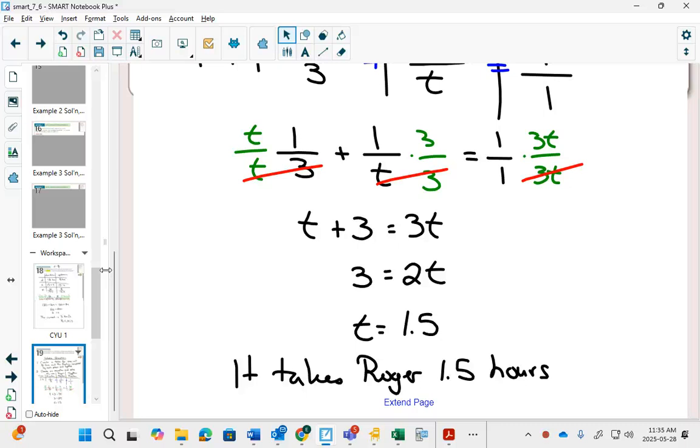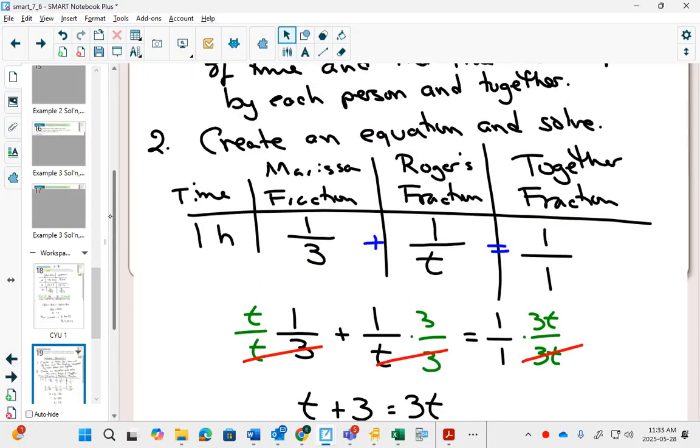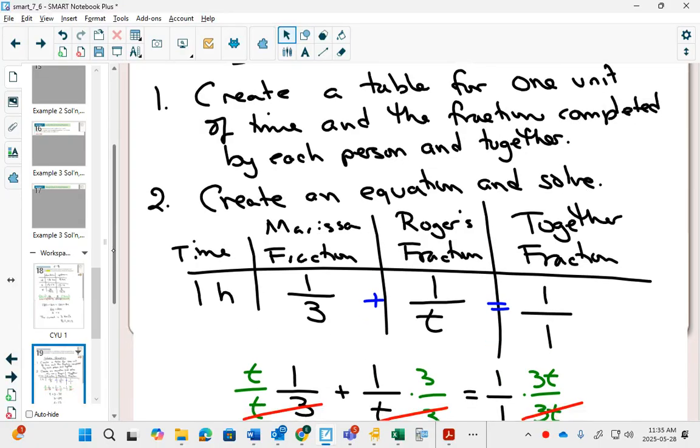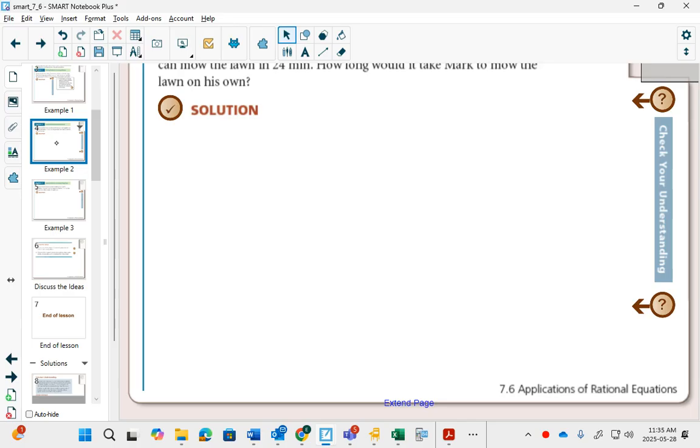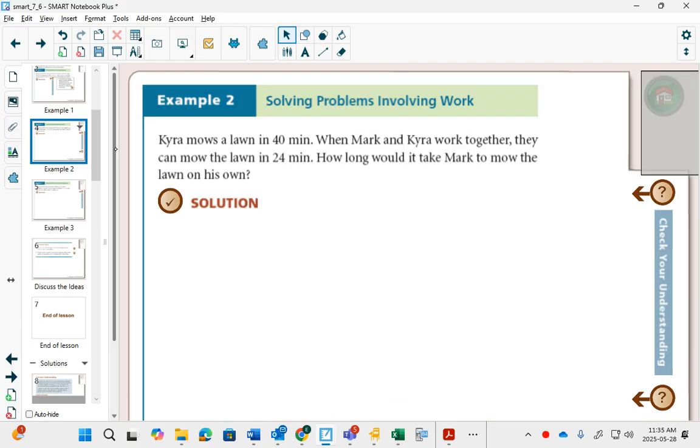So we're going to do the one off to the side, because in this one the together fraction was 1. I want to do one where the together fraction isn't quite 1. So you can decide how many notes you want to take on the one together, because you have the notes for this one, but we're going to create our table.